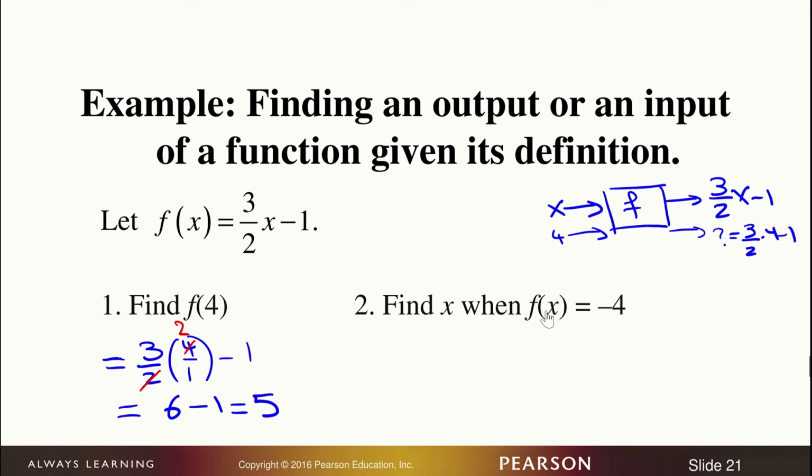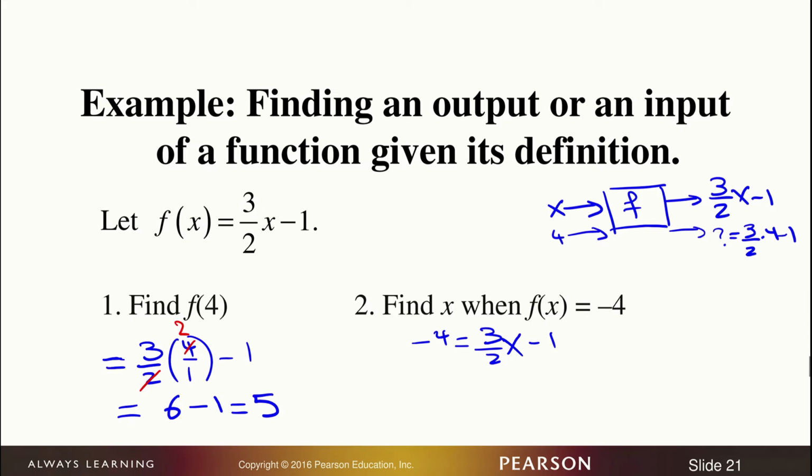Now, the other question that's being asked here is very different. This time, they gave you an input 4, and they asked you for the output, f of 4. This time, they're giving you the output, and they want to know what input would give you that output, right? So where you're going to substitute that negative 4 is not for x, but rather for all of f of x, right? So we're going to get negative 4 equals 3 half x minus 1. And now we need to just simply solve that for x.